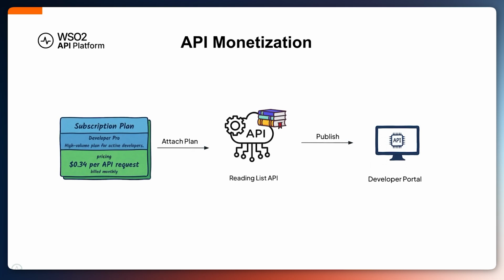So a subscription plan has a pricing model attached to it. The pricing model can be usage-based or fixed rate. You attach the subscription plan to an API. Once the API is ready, you publish the API to the developer portal.